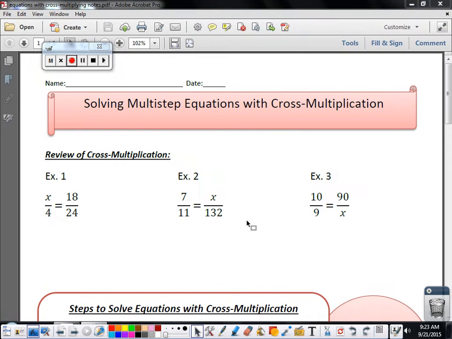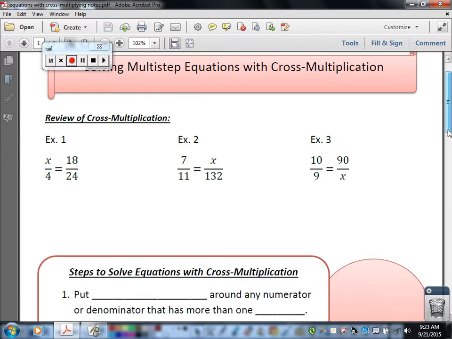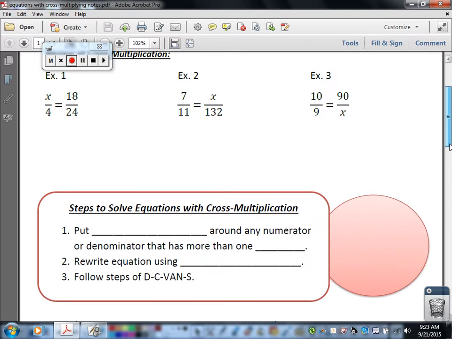So this is the last day. This is the last day of solving equations. Alright, so we're going to talk about proportions, and we're going to use the distributive property in helping us solve these. Here we go. So this is just a quick review.